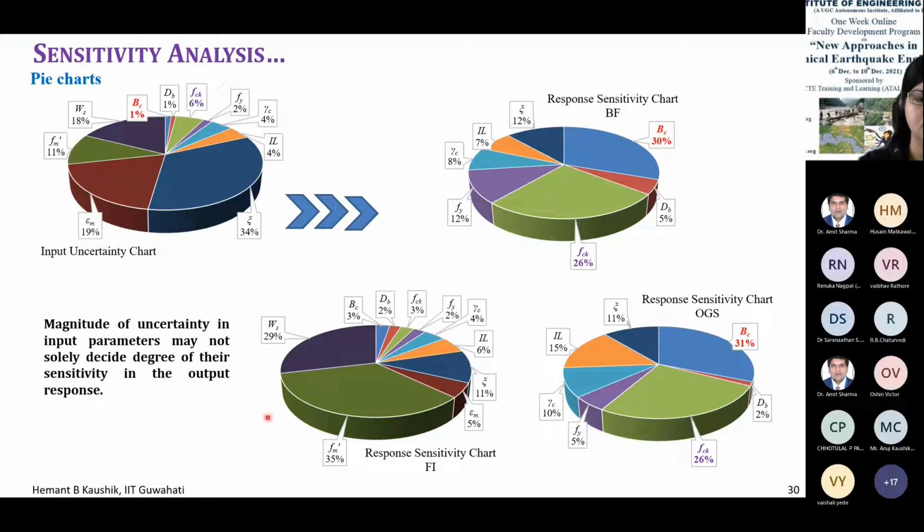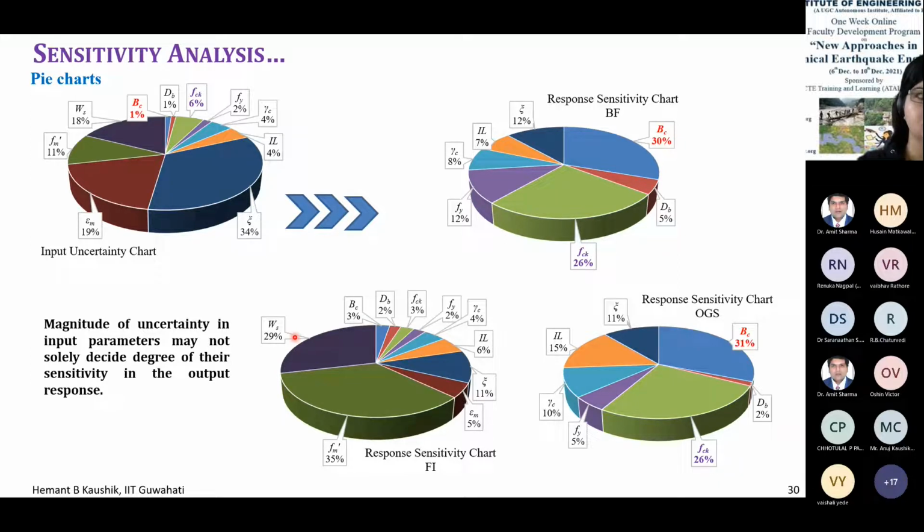And in case of fully infilled frame, the maximum variation is coming from FM prime, 35%, and width of strut, 29%. BC is only 3%. FCK is only 3%. Doesn't matter. And some portion of zeta, but mostly it is FM prime and WS. Even if you look here, FM prime variation is 11%, and WS variation is 18%. Right? So these are the different kinds of output quantities which are important for different types of frames.